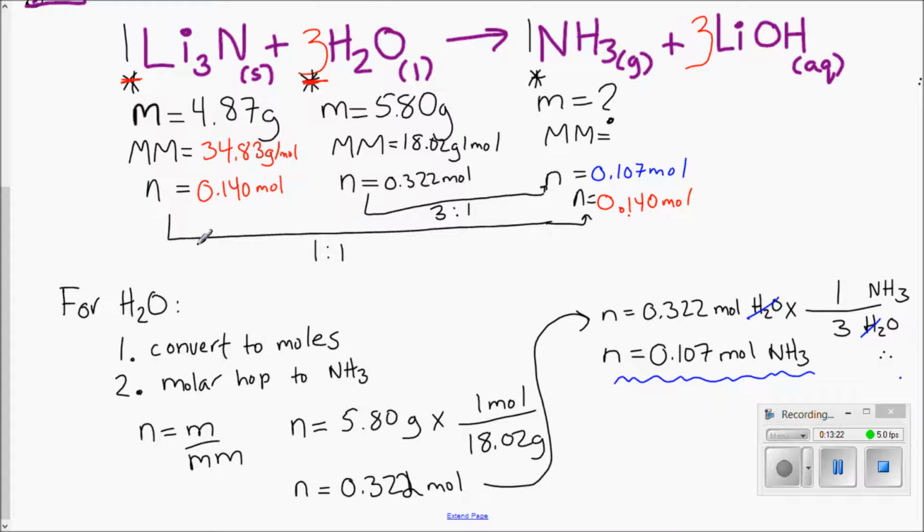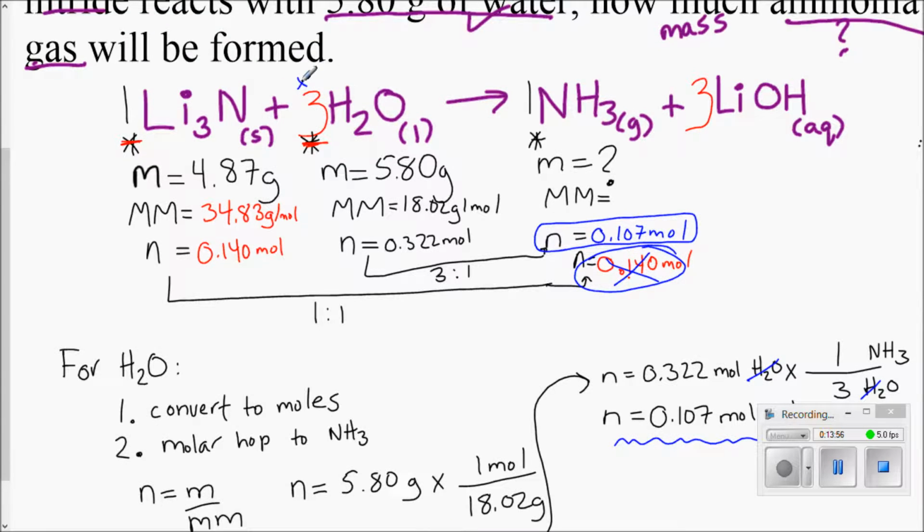Now remember, we did 2 steps. We had one from lithium nitride where we produced 0.140 moles of ammonia. And our other step, convert to moles, do the molar hop, we had 0.107 moles. So we have 2 answers. Well, which one is correct? Do we produce 0.107 moles or do we produce 0.140 moles? Well, the answer is that we produce 0.107 moles. This is impossible. We cannot produce this much. This tells us that water is my limiting reagent because it produced less product.